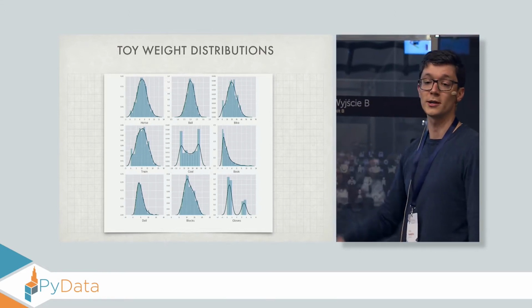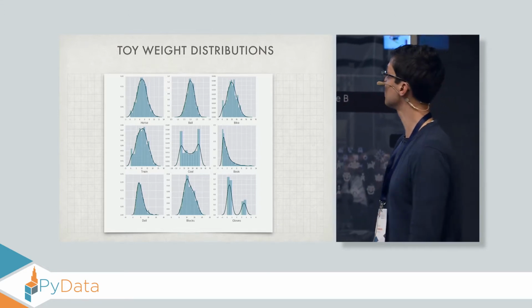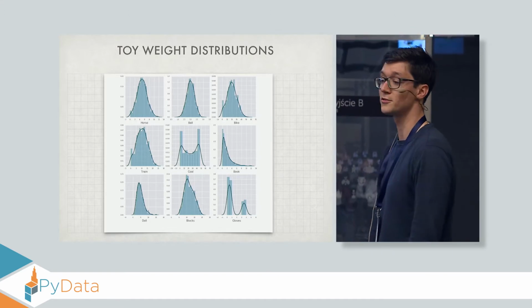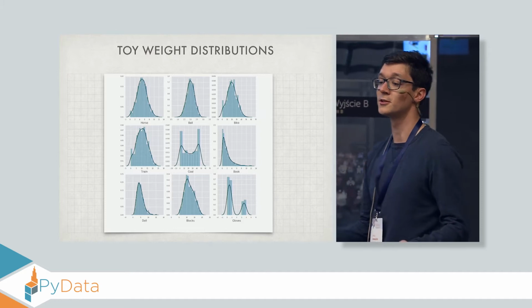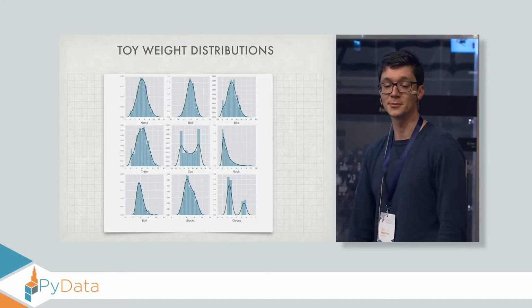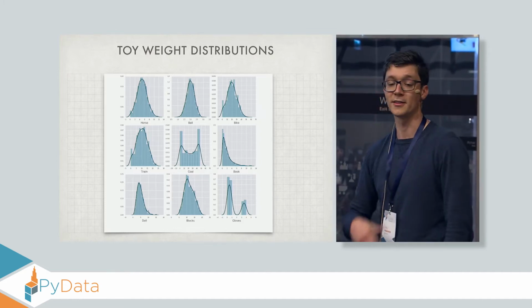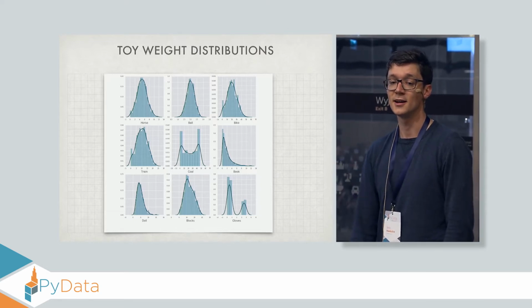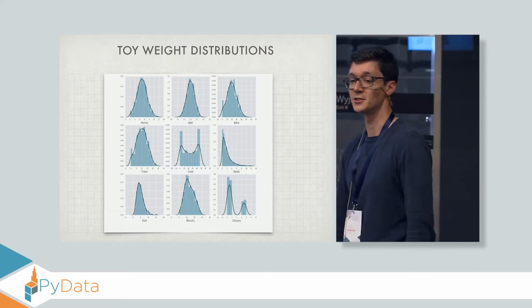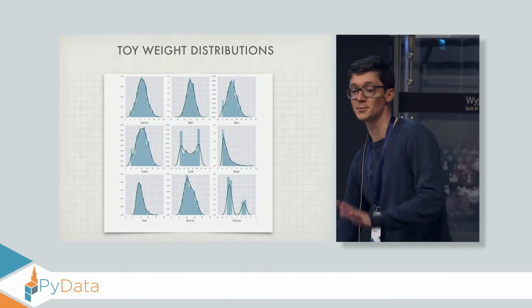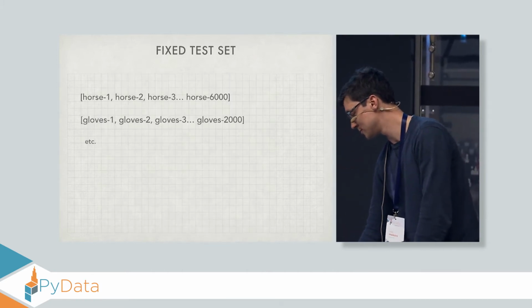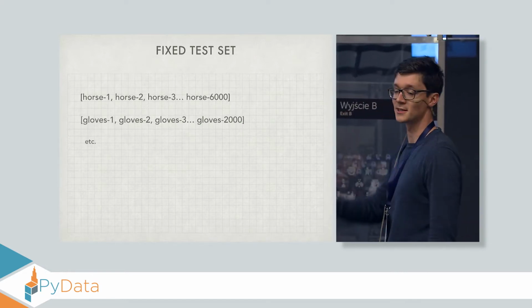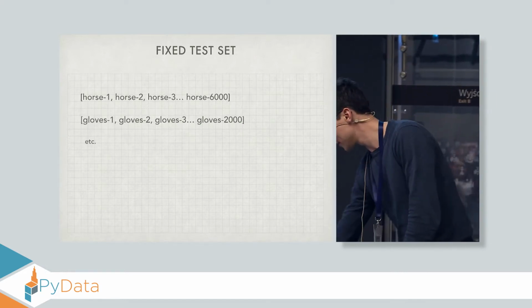So some of these look quite normal, but others don't, of course, if you look at the coal or the gloves ones, for example. So the toys that you are going to use, they were sampled from these distributions. So for example, you get 6,000 horses, and each of these were sampled from these distributions. But you don't know the weight of a specific horse, so horse 24. Yeah, so this is basically what it looks like, what you got.